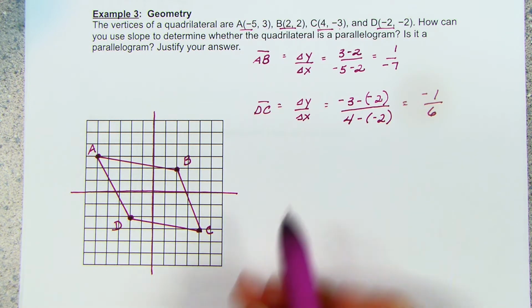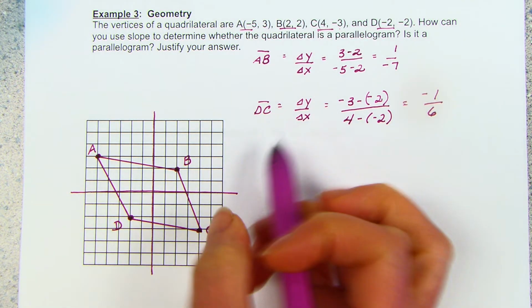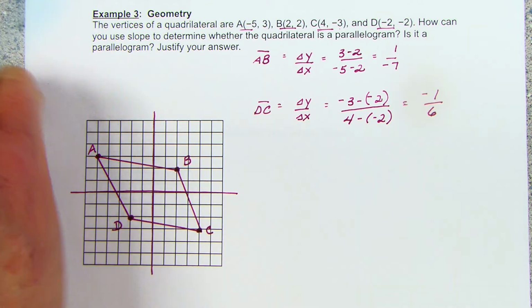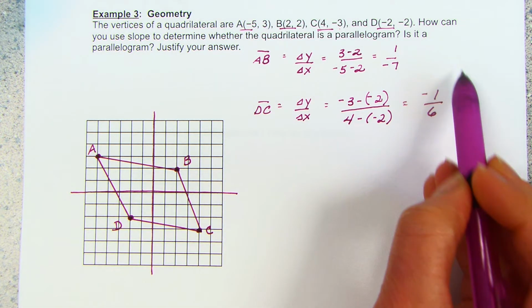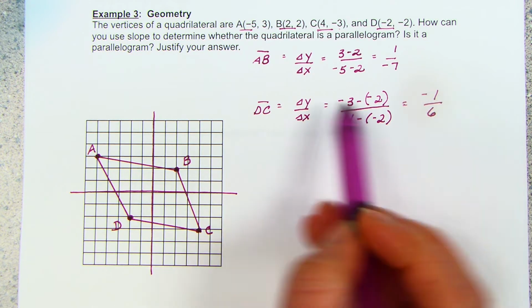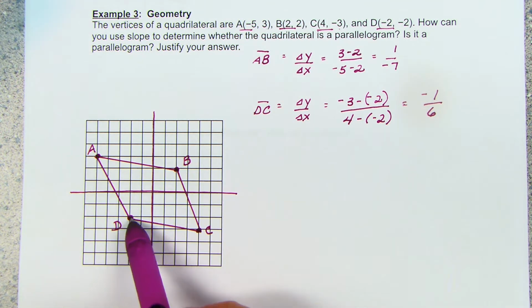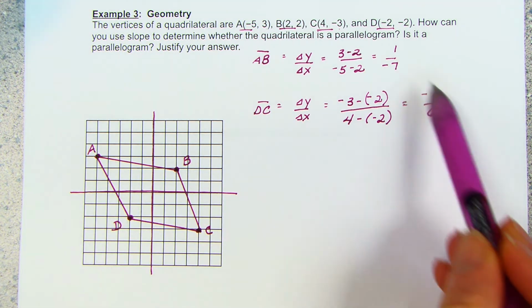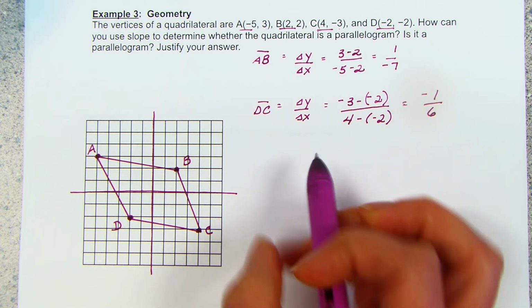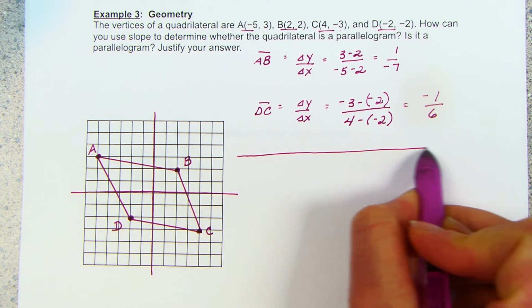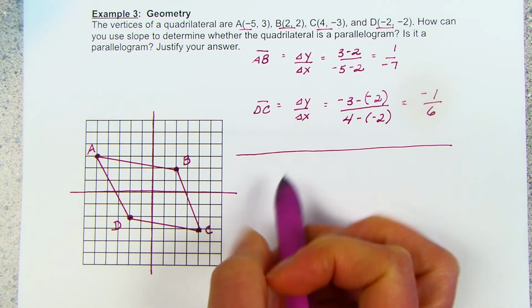All right. And let's go ahead and do the other two. Okay. So already I can tell that this is not a parallelogram, right? Because AB and DC do not have the same slope. They're close, but they're not quite. And I'm going to draw a line there to separate those two. All right, and we'll just keep doing it for practice.